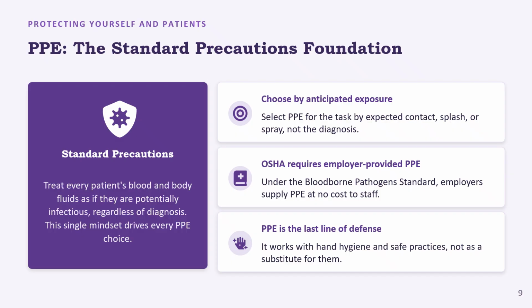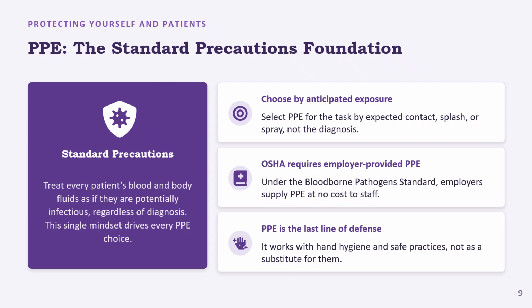PPE makes the most sense when you understand the idea behind it, which is standard precautions. The principle is simple but really powerful. You treat every patient's blood and body fluids, other than sweat, as if they are potentially infectious, no matter what the diagnosis is or who the patient appears to be. You do not have to guess who is infectious because you assume the risk is always present and you protect accordingly. From that mindset comes three practical points.